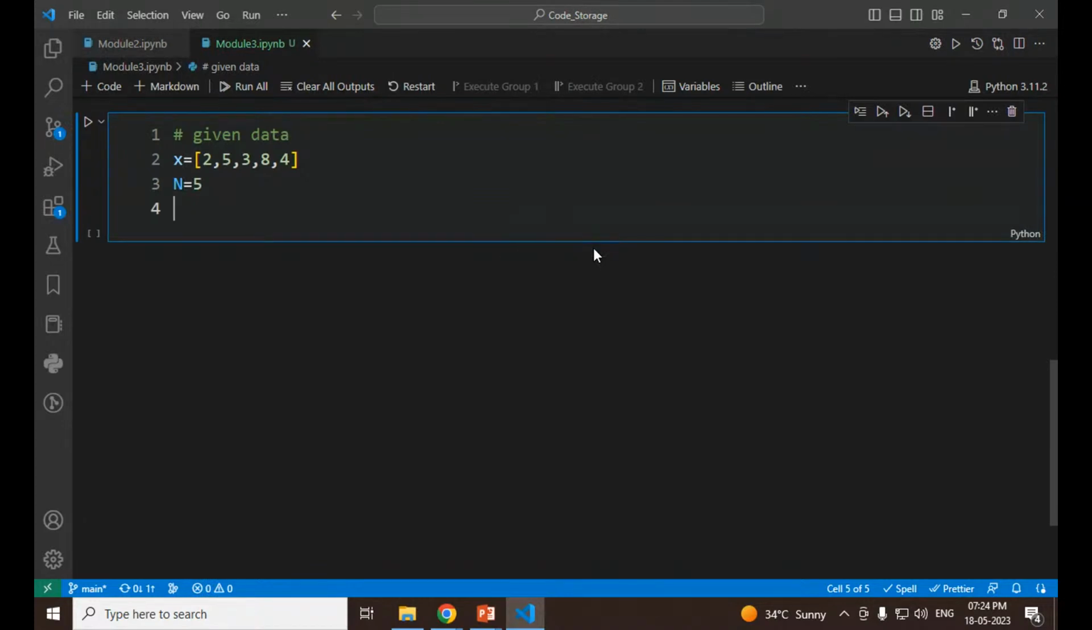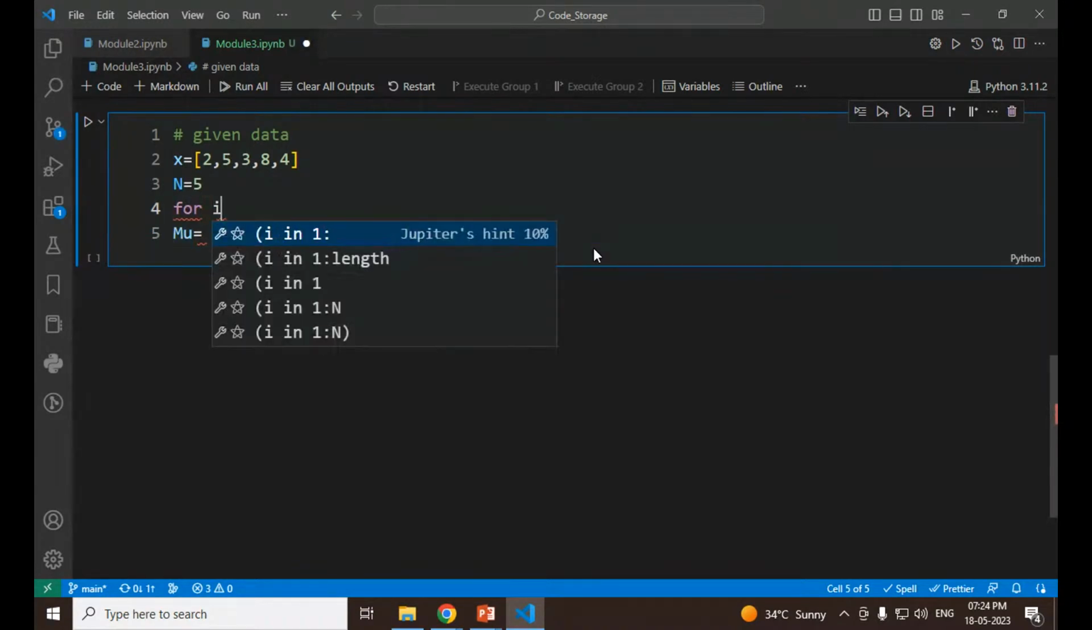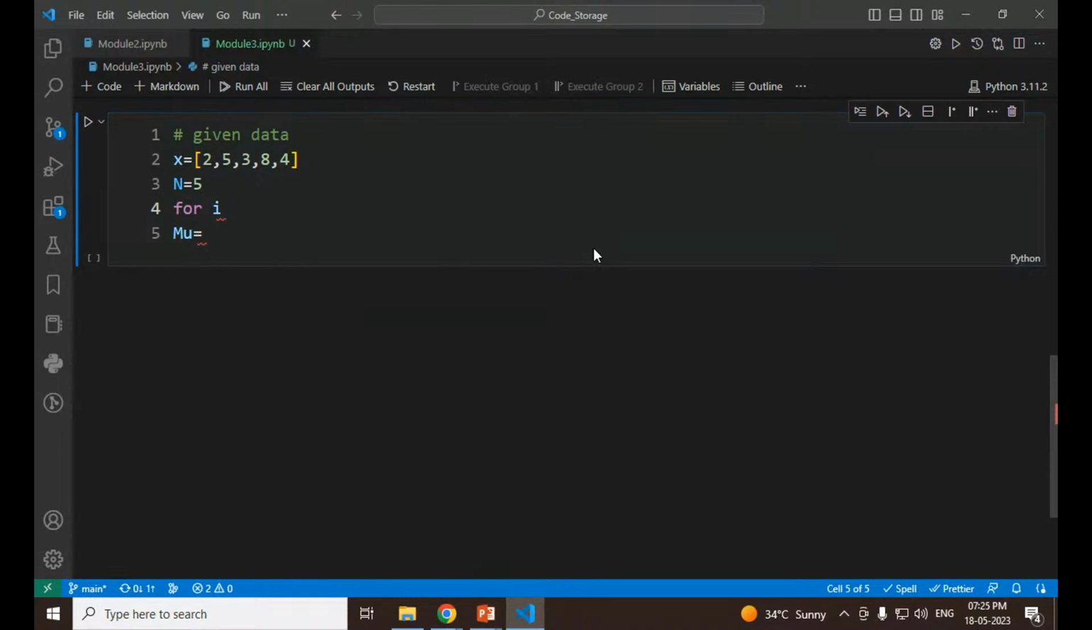I got it. Next, I need mu. How will I find the average? 2 plus 1 plus 3, all the things I need to find out. How can I find the sum of all the numbers in the list? Should I use a for loop? Yes. Okay, I use a for loop. Sum of x.